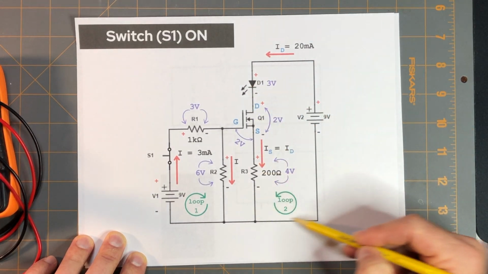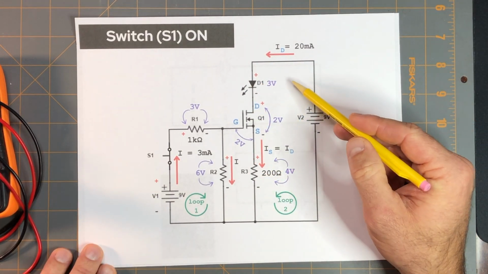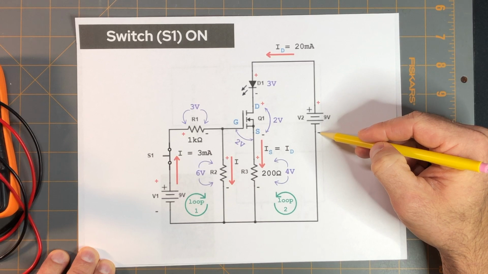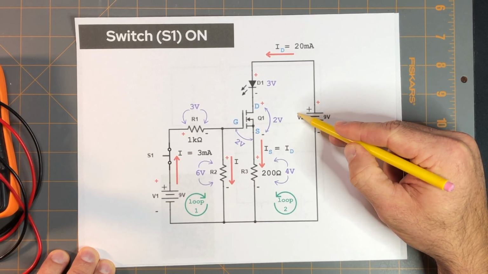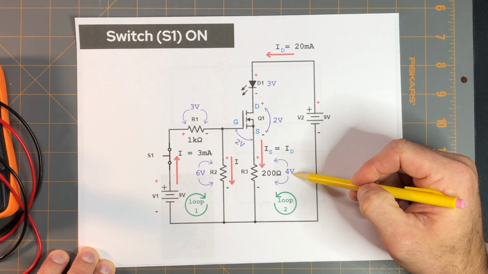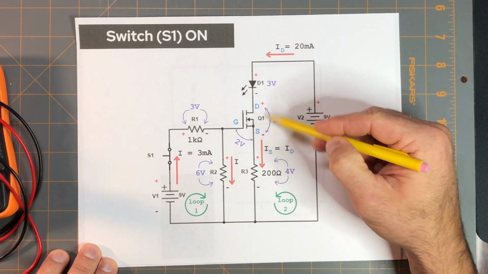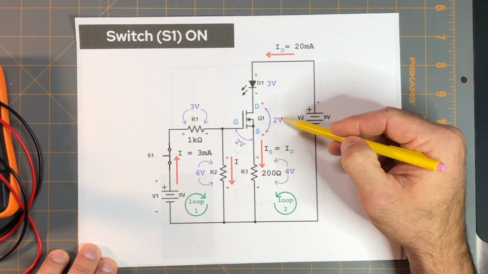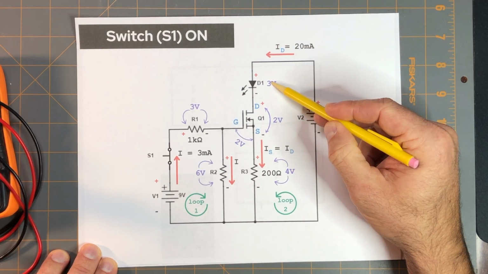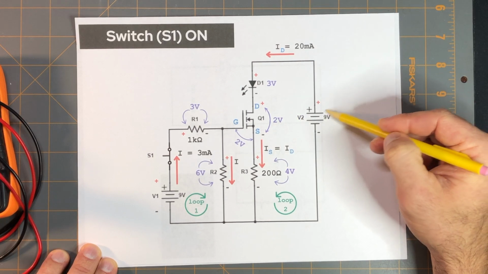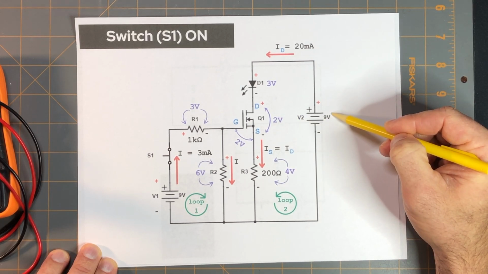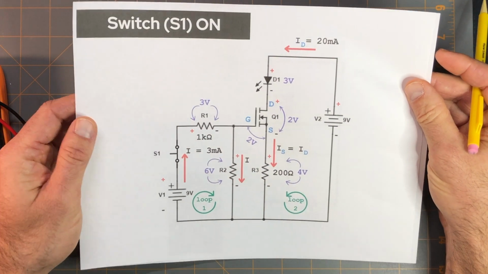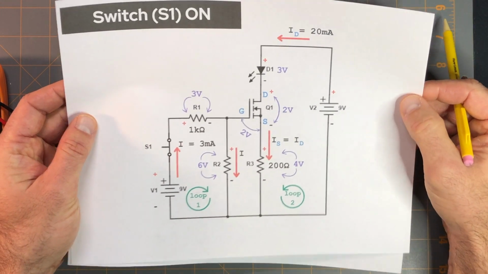This portion of the circuit is a series circuit, so the voltage drops across these components should equal the source voltage of V2. So 3 plus 4 is 7. That means the voltage drop across the drain and source of the MOSFET should be 2 volts, because 4 plus 3 is 7, plus 2 is 9 volts, which is equal to the 9 volts source voltage for V2. So I just wanted to go through that real quick, this being from the exact same problem from the blog post.